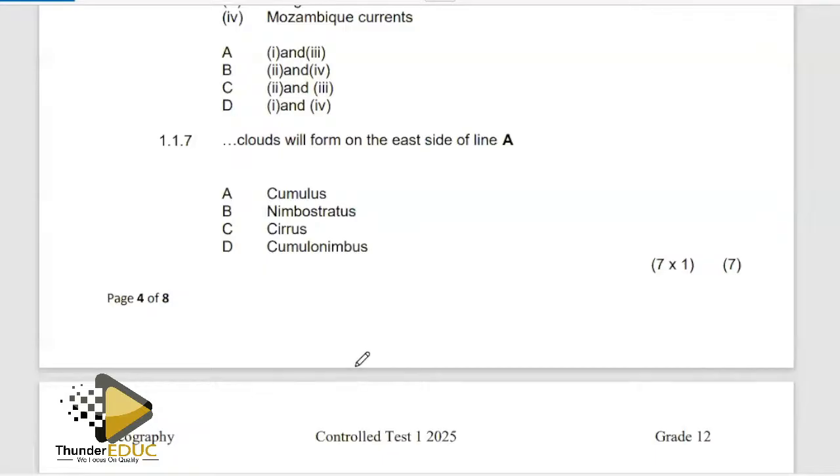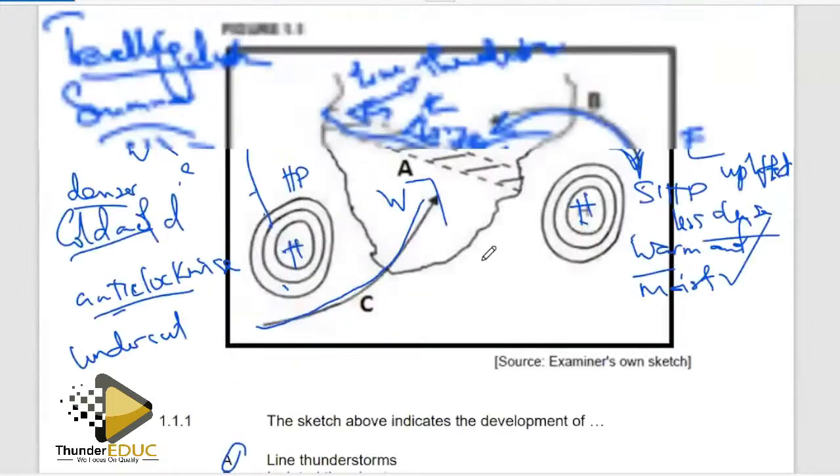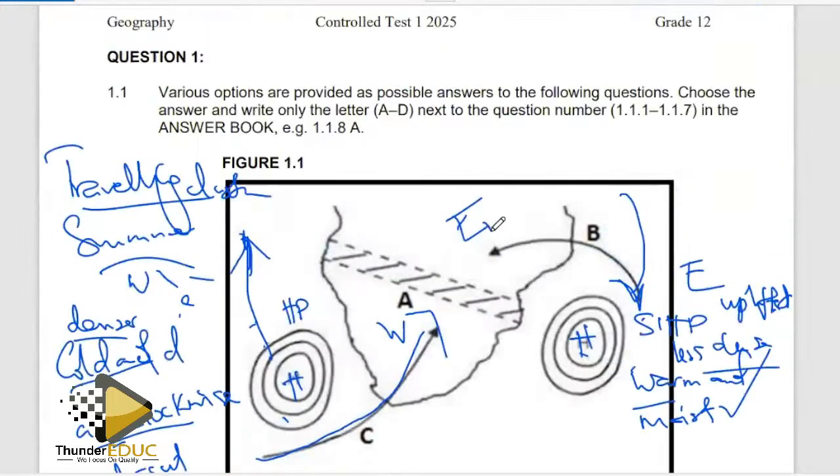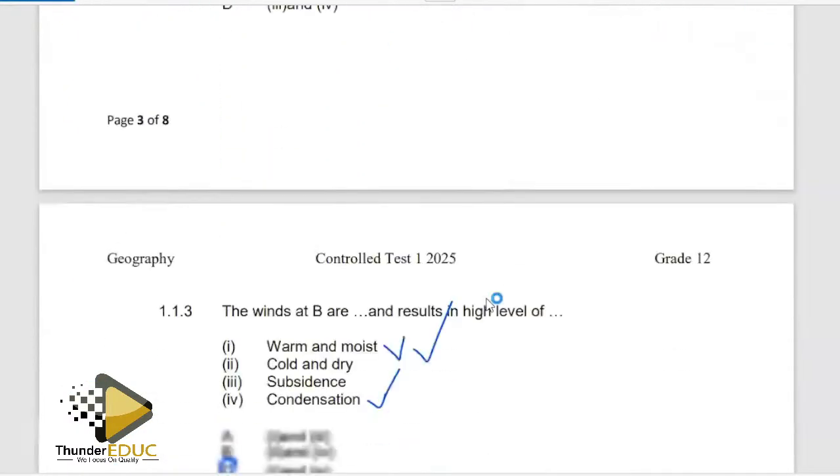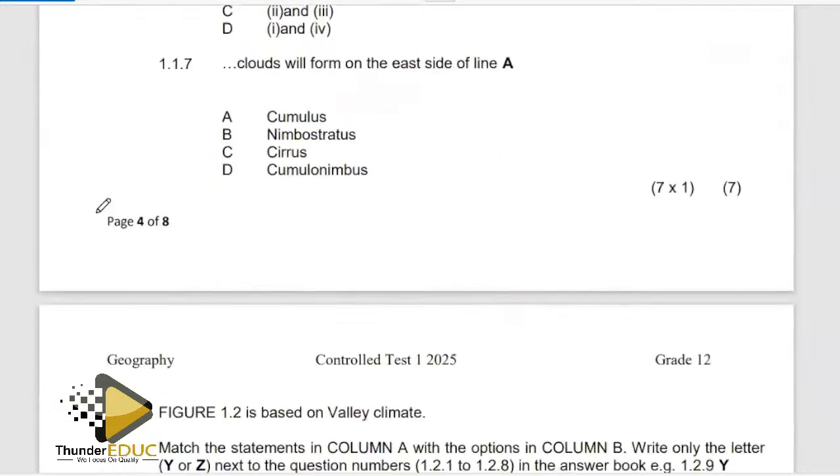Dash clouds will form on the east side of line A. Line A is here. We are looking at the eastern side here. What kind of clouds are going to form? We have rain-bearing clouds because of the upliftment of warm and moist air on the eastern side of the moisture front. As a result, our rain-bearing clouds, we know, are the cumulonimbus clouds. The cumulonimbus are heaped clouds which are rain-bearing.